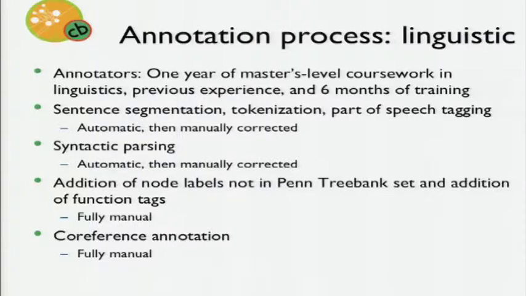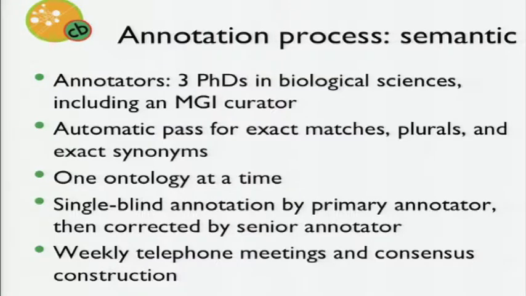And so the sentence segmentation, the tokenization, which is splitting up into parts, words and punctuation and so on, and the tagging with parts of speech was done automatically and then manually corrected. The syntactic parsing, or the analysis of the syntactic relationships between the phrases and the data, was done automatically and also, again, manually corrected. The addition of node labels that were not in the Penn Treebank set and the addition of function tags, I can explain what those are in the question session if there's interest, was fully manual, and the co-reference annotation was fully manual.